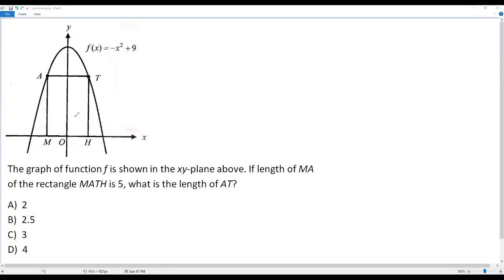Here we have a SAT math problem. Okay, let's go to the question. Here we have a graph on the xy plane. The graph of function f is shown in the xy plane above. If the length of MA of the rectangle MATH is 5, what is the length of AT?